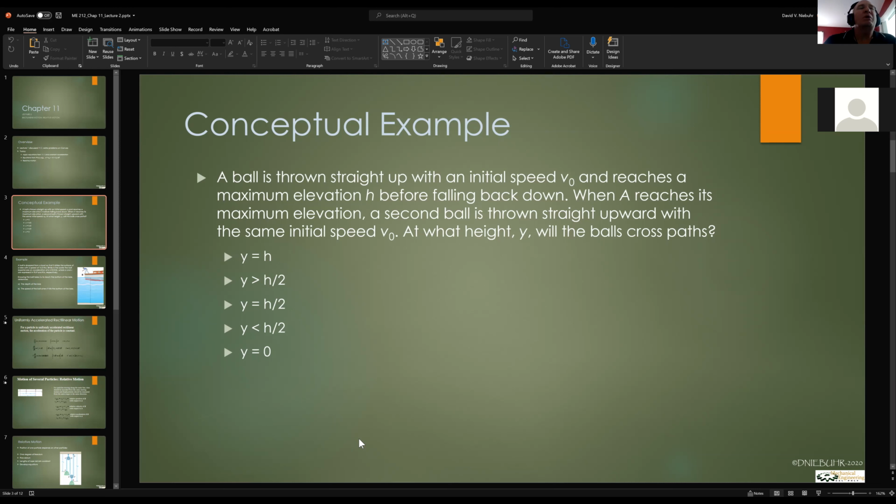We don't have any numbers, but we can surmise a few things. These are the different answers we have. Obviously they're not going to cross at maximum height, because when the first ball reaches maximum height, there's no way the other ball can get there instantaneously. And they're not going to meet when they hit 0. So they have to meet somewhere either halfway, above halfway, or below halfway. What's reasonable?